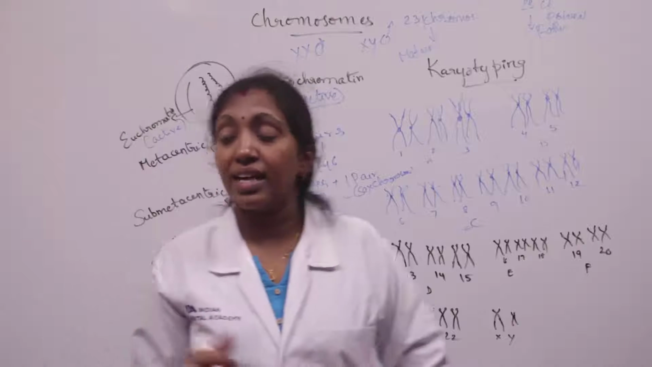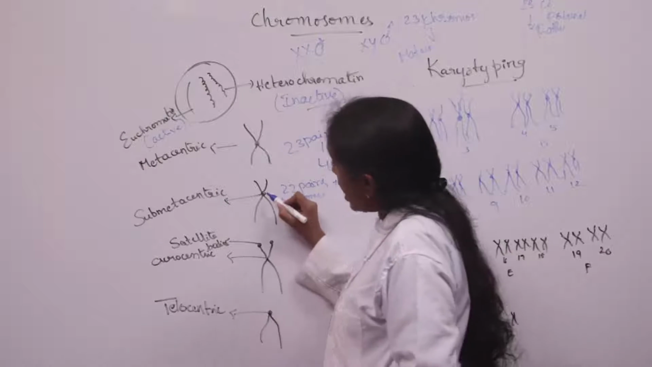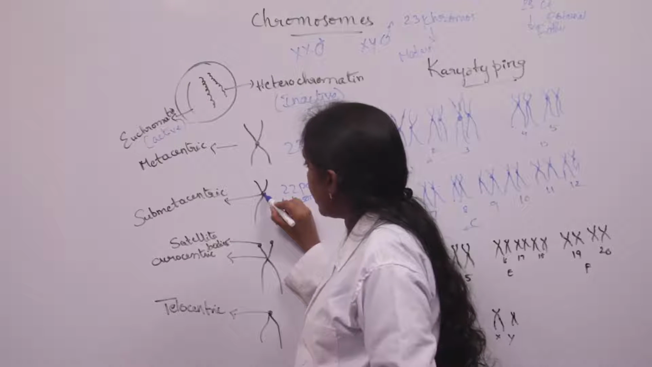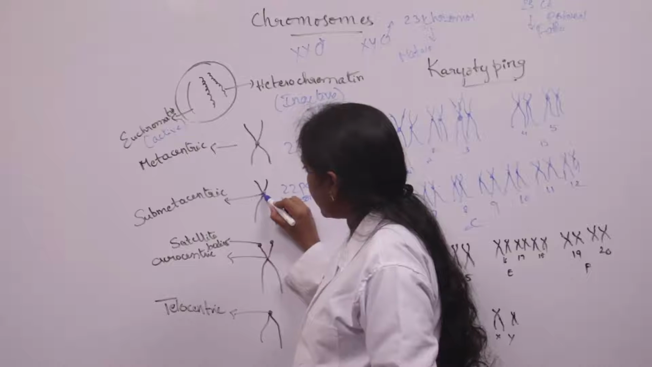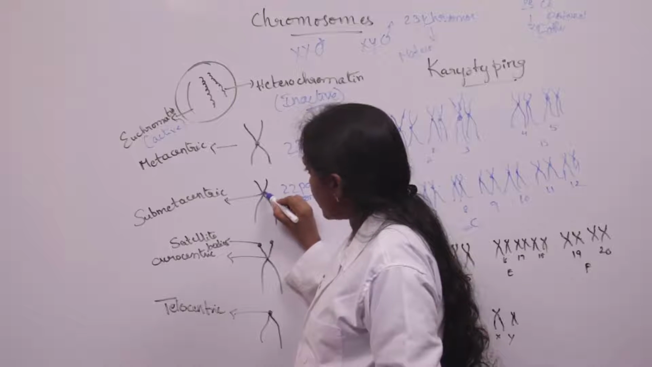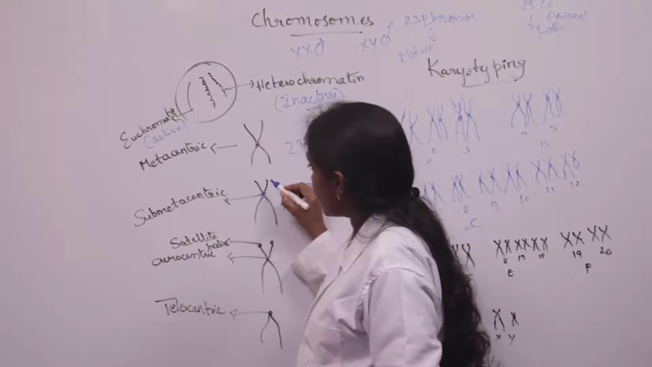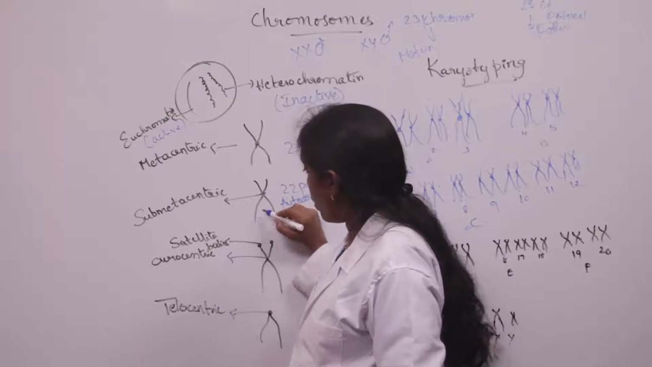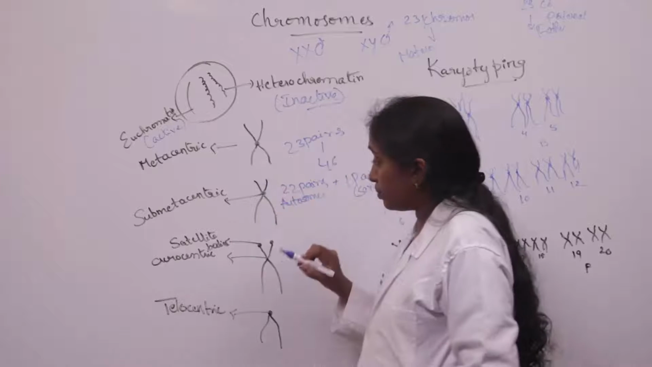We call it submetacentric chromosomes when the centromere is present at a little higher region rather than the middle. That's why the upper arms are comparatively shorter than the lower arms. The lower has longer arms, and the upper has shorter arms.